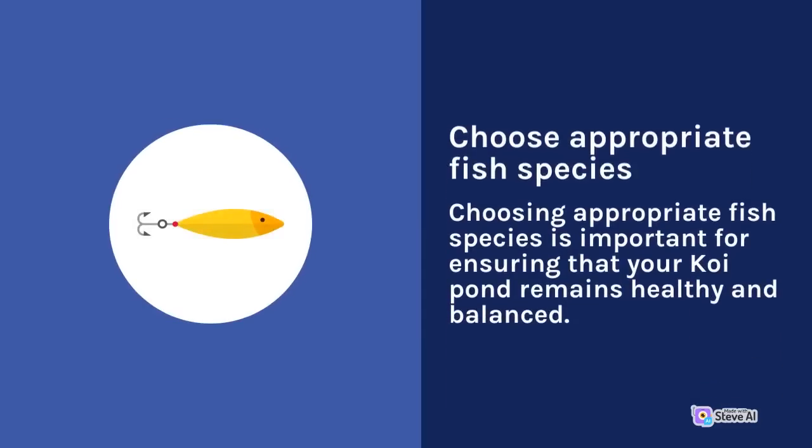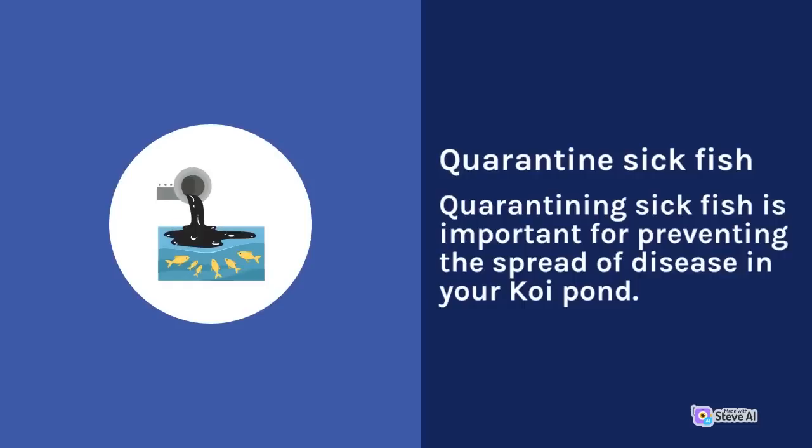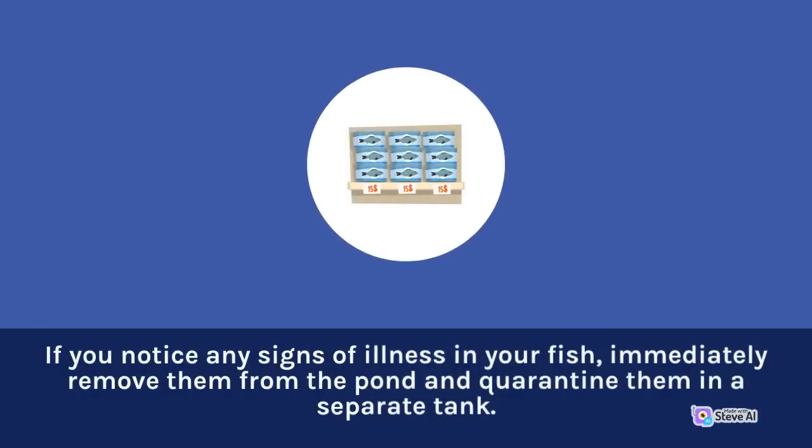Choose appropriate fish species. Choosing appropriate fish species is important for ensuring that your koi pond remains healthy and balanced. Avoid introducing non-native species or species that may be aggressive or territorial. Quarantine sick fish. Quarantining sick fish is important for preventing the spread of disease in your koi pond. If you notice any signs of illness in your fish, immediately remove them from the pond and quarantine them in a separate tank.